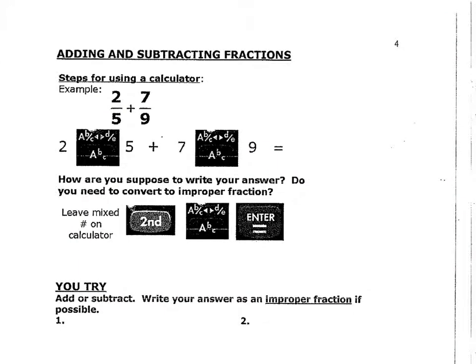Alright, lastly, adding and subtracting fractions. In the past you would have to find a common denominator, do all that. Ugh, that's no fun at all. So instead, we're going to use our calculator. So up here we have the example, 2/5 plus 7/9. If you wanted to add those, we're going to use our ABC button some more. So you would type in 2 ABC 5 plus 7 ABC 9. And what should come out is 1 8/45.